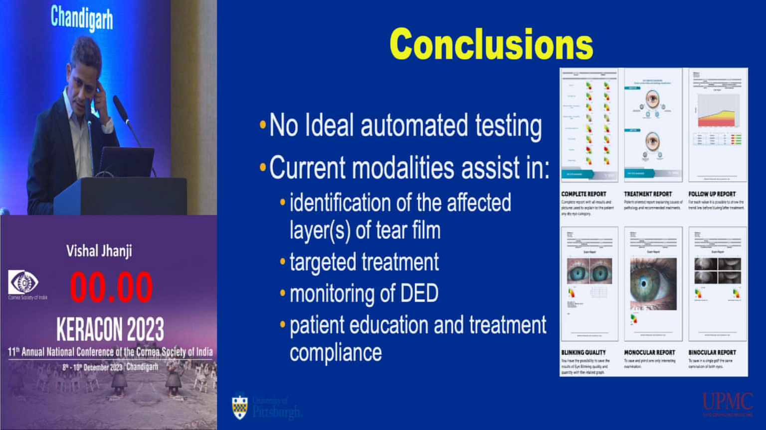This is my last slide. I really want to highlight there's no ideal automated test available. We still absolutely rely on clinical examination, which is still the gold standard. What we've realized over the years is the currently available modalities, they do help in identification of defective tear film, especially the lipid layer. It can try and guide you towards targeted treatment, especially in meibomian gland dysfunction. You can monitor dry eye disease.